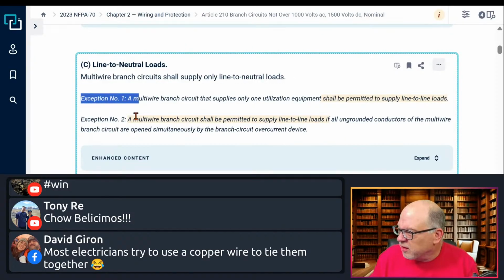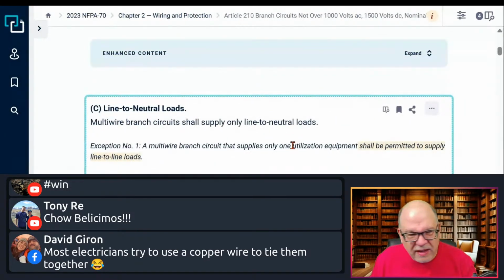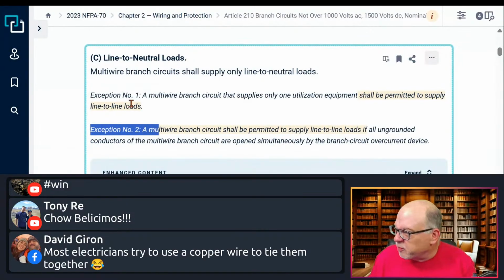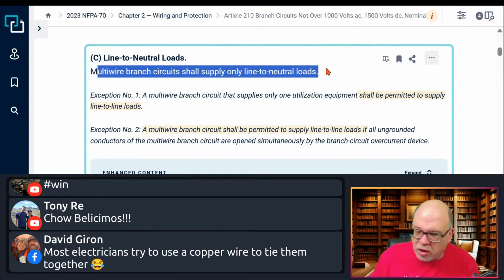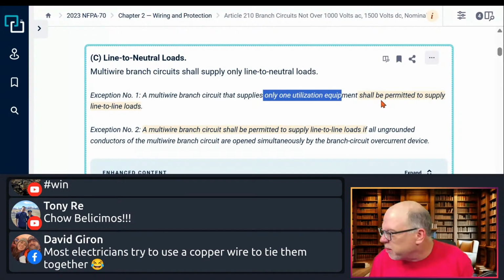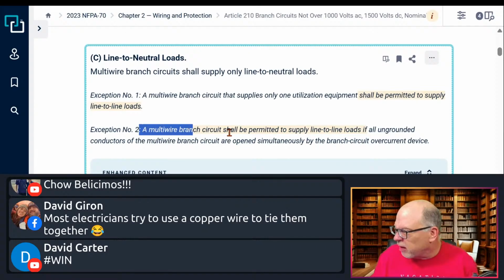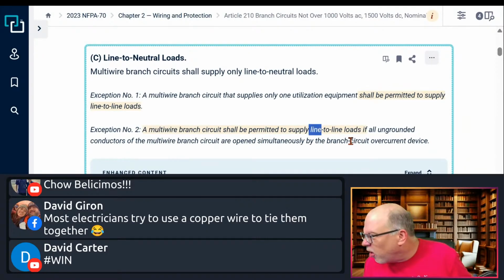Here's your exceptions. Right? Here's your exceptions. And I don't know if I can zoom in on these. Yeah, a little bit better. Okay. Exception number 1, because this is a rule saying it can only supply line to neutral loads. And the exception says a multi-wire circuit that supplies only one piece of utilization equipment shall be permitted to supply line to line loads. Okay. So you can run a multi-wire branch circuit out to a piece of equipment. You can do line to line, again, only if it goes to one piece of utilization equipment. And number 2 says a multi-wire branch circuit shall be permitted to supply line to line loads if all ungrounded conductors of a multi-wire branch circuit are opened simultaneously by the branch circuit overcurrent device.